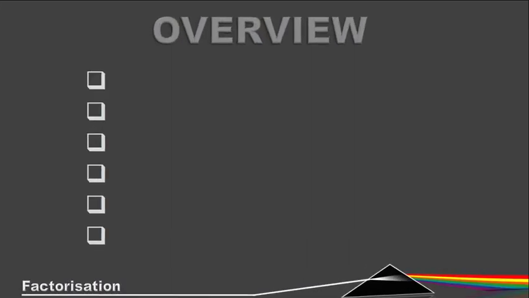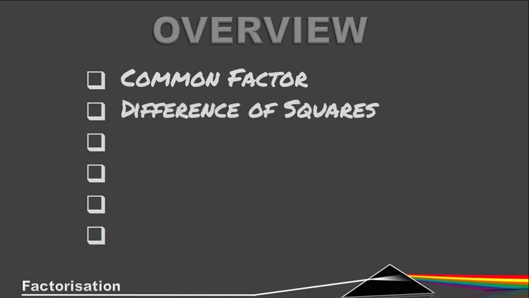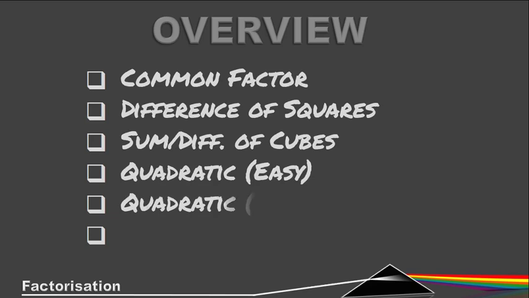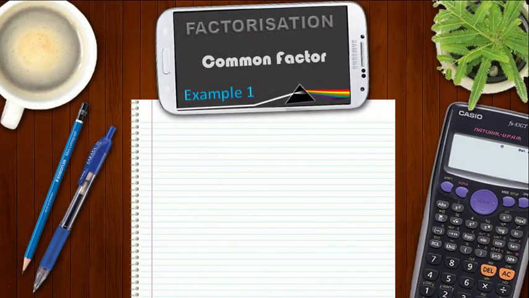Now for an overview of what we'll be doing in this video. First we'll start off with common factor, then difference of squares, sum and difference of cubes, quadratic factorization, an easier quadratic factorization, then the harder quadratic factorization, and then grouping. Now for the first example, we look at common factor, and we have this example over here, and what we need to do is take out the common factor.